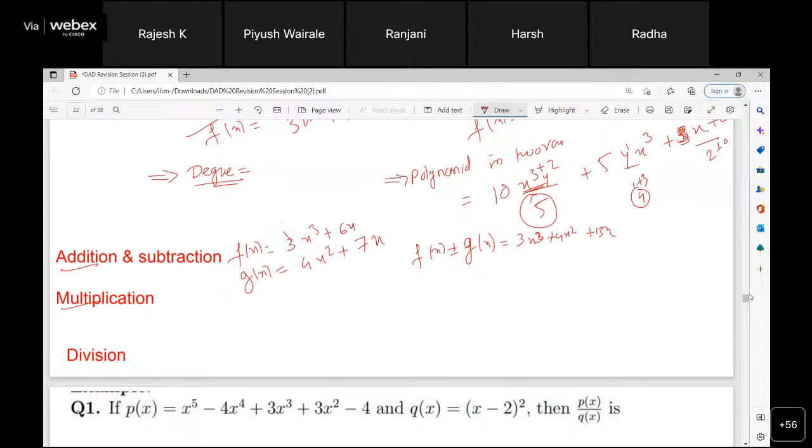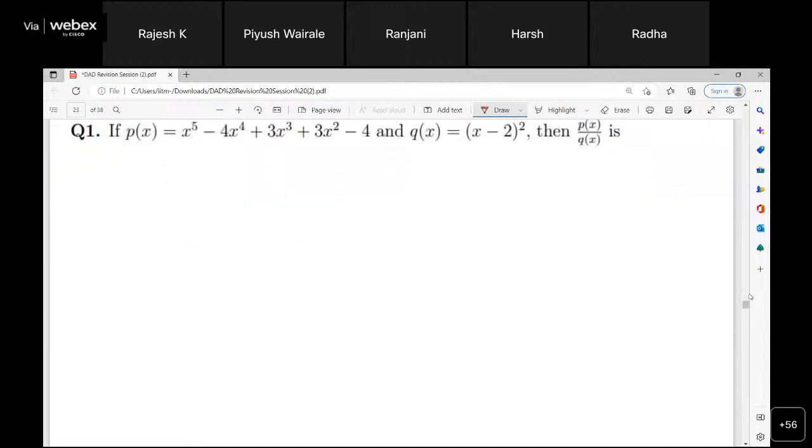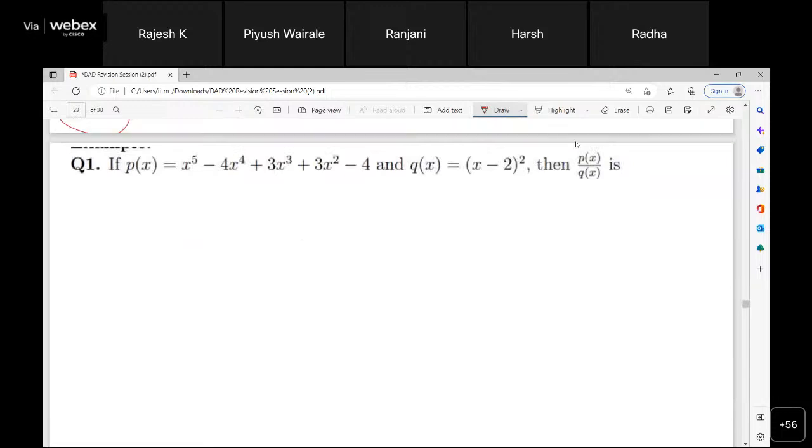And multiplication, what do you have to do? Take one term, multiply with the whole expression, plus take the other term, multiply with the whole expression. So that is basically multiplication. These are the basic things of addition, subtraction and multiplication. But the important thing is the division part. Now you need to focus on the division part. So this is my p of x and this is my q of x. Now what is the value of p of x upon q of x?